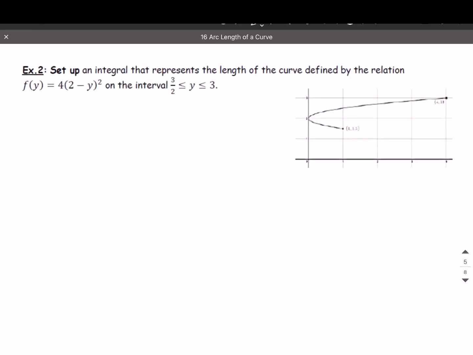And you're going to love what this one says. It says set up an integral. That means do not evaluate.